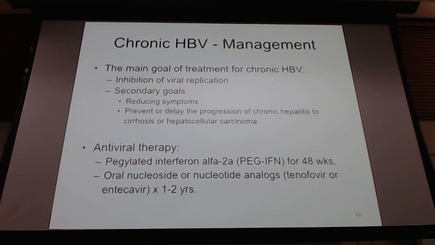So antiviral therapies for this. We have PEG for 48 weeks. That's going to be a lot of money. And then oral nucleoside and nucleotide analogs for 1 to 2 years. Again, I will talk to a major part and get you some answers on that stuff.